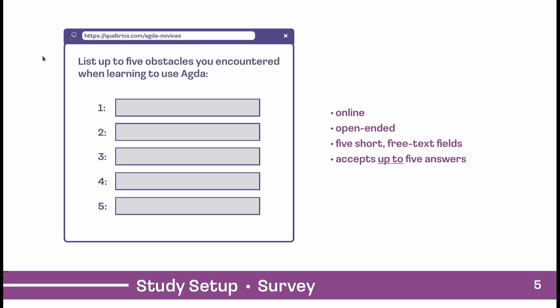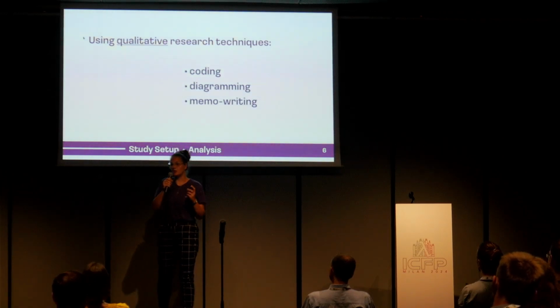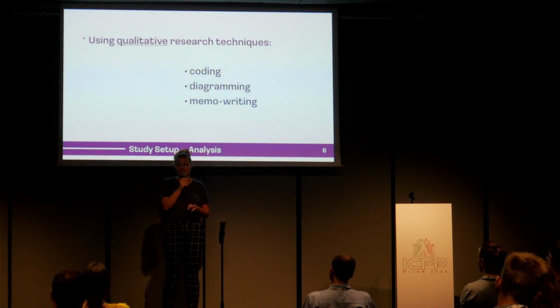Now, after these novices took this introduction to Agda, we gave them an online survey where we asked them to list up to 5 obstacles that they encountered while they were learning to use it. We left the questions open-ended because we didn't want to restrict what obstacles they thought they faced by giving them a drop-down menu. And it's important to note that because these were free text, we turned to qualitative research methods to analyze the answers that we got. So there are 3 very important methods that we used, and I'd like to walk you through all of them because I think it's very interesting to see how a study like this can work.